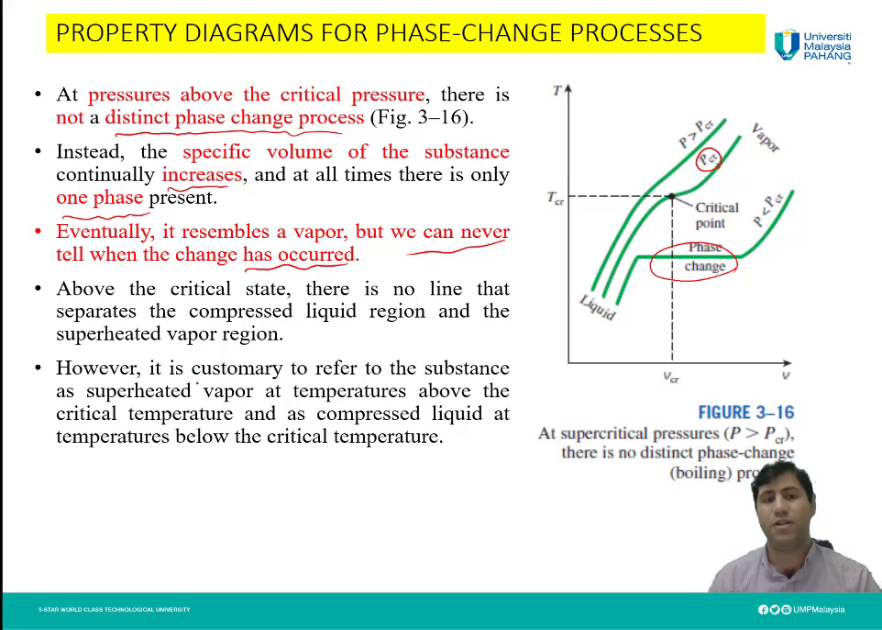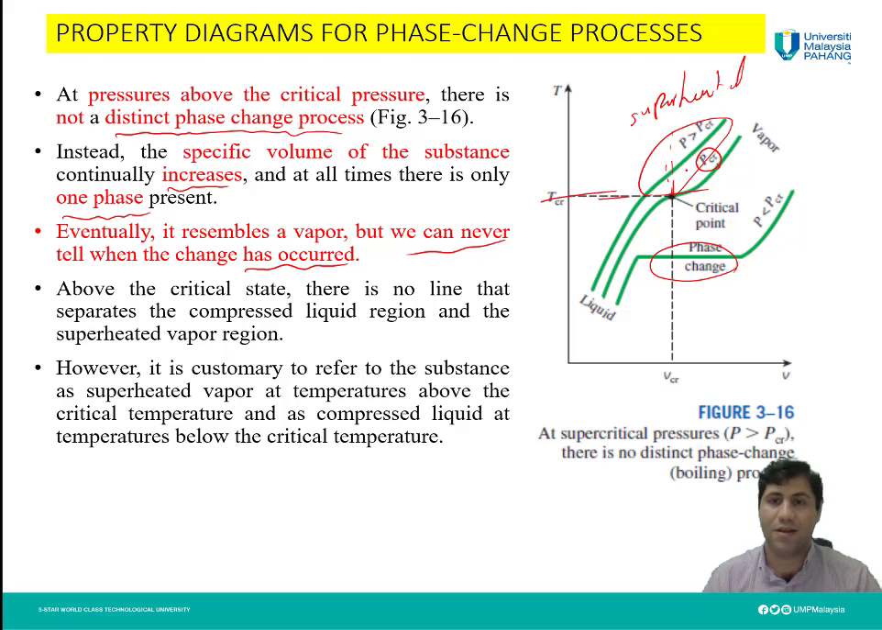However, it is customary to refer to the substance as superheated vapor at temperatures above the critical temperature. So this is just imaginary, and we can use this to distinguish between vapor and liquid in our calculation. It is customary to refer to the substance as a superheated vapor at temperature above the critical. Here we call this superheated for this line.